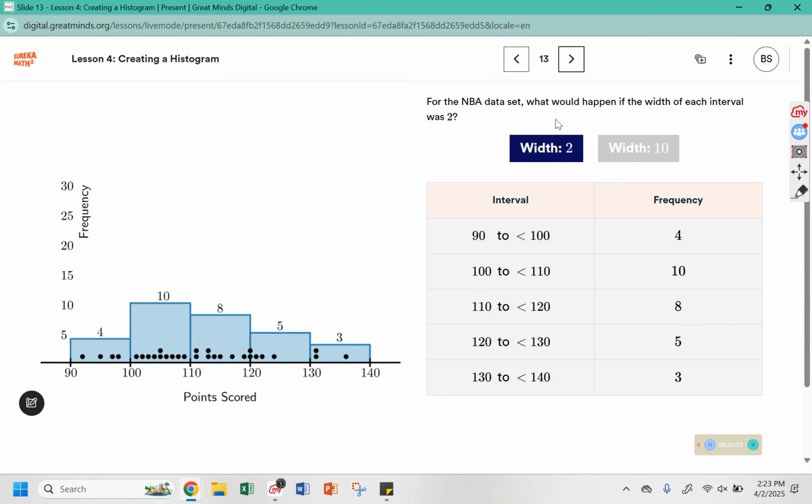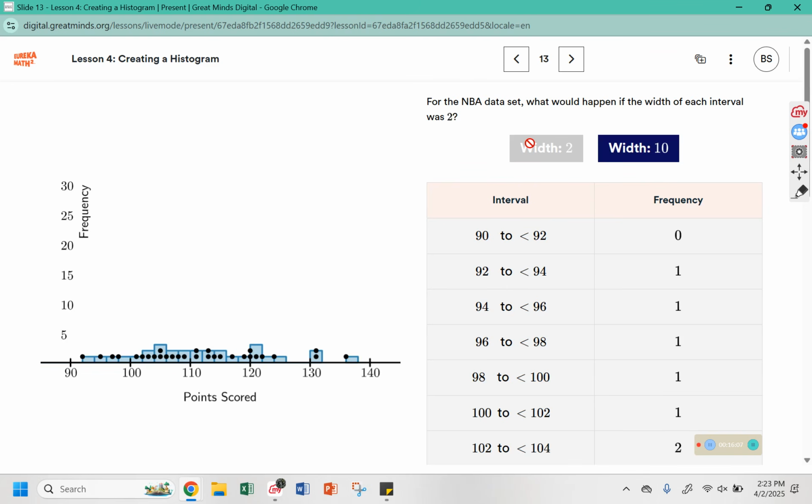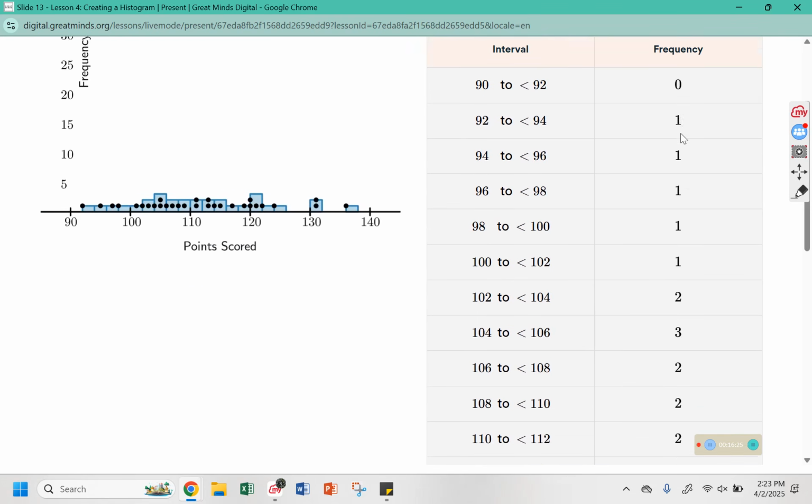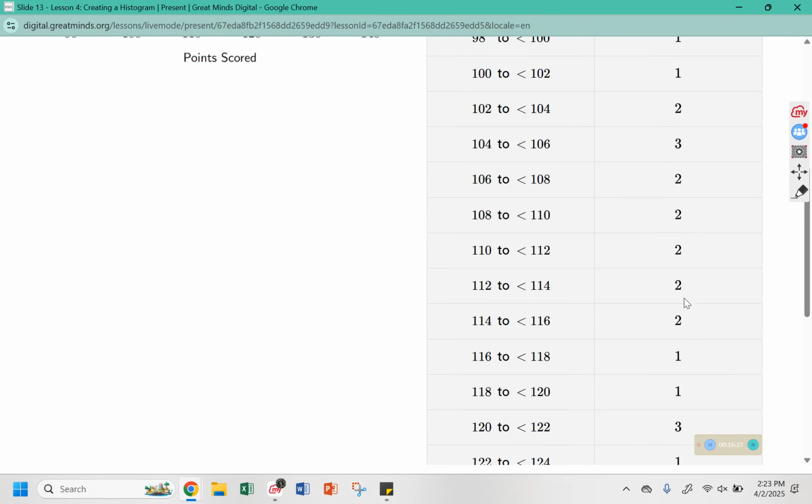For the NBA data set, what would happen if the width of each interval was 2? So instead of it being 10, what if we made the interval 2? There's going to be many additional bars, and they're going to be shorter because we're looking at smaller chunks at a time. So you can see the frequencies listed here for each of those.